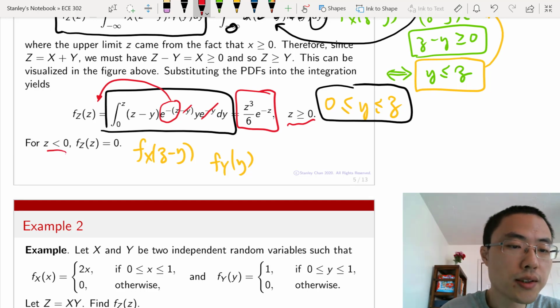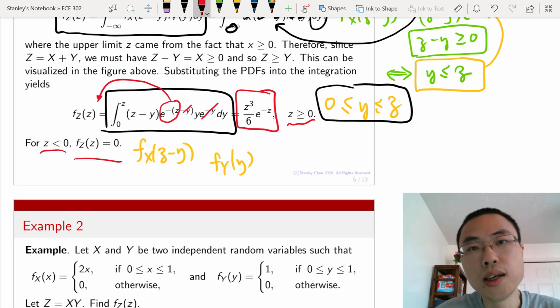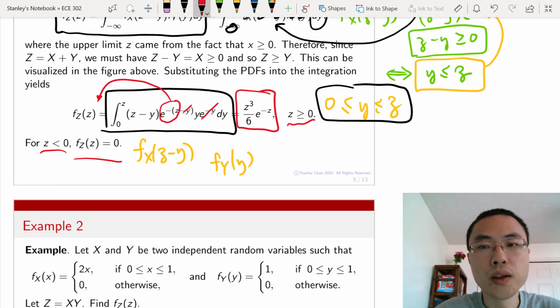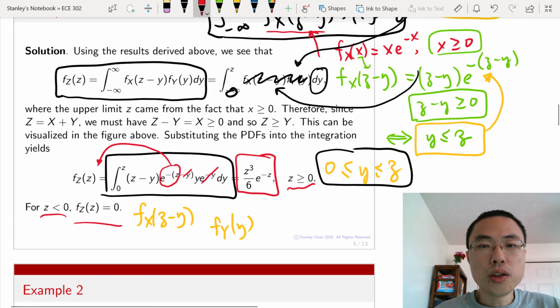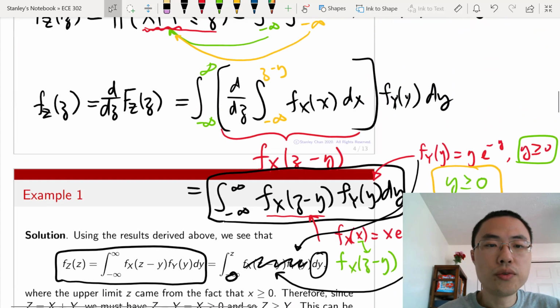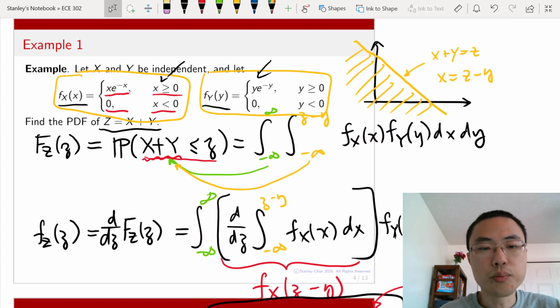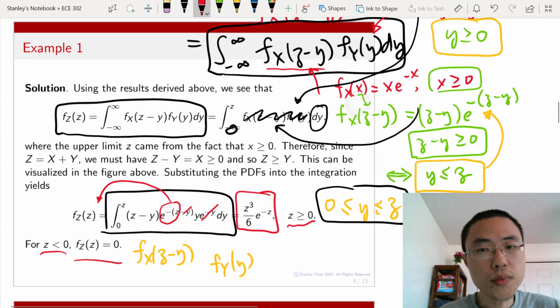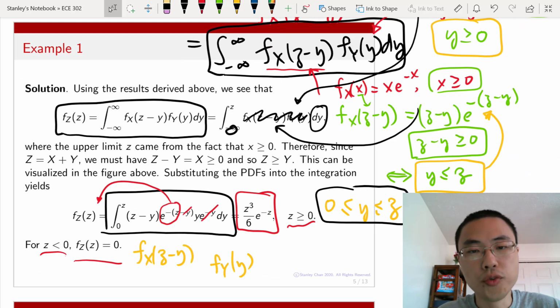Now, if your z is less than 0, you can also show that fz is 0. So the bottom line message of this example is really that you need to first go to the basic principle, which is to derive the CDF, to derive the PDF, and write down this form. This is the convolution form.